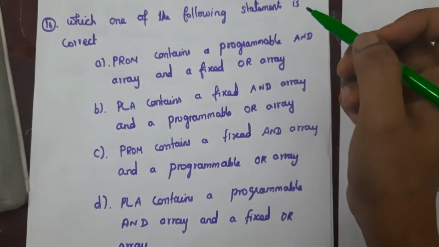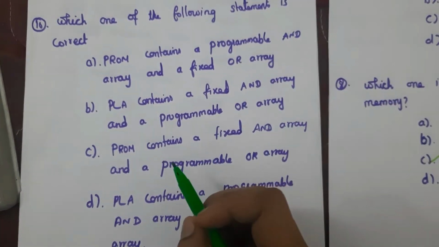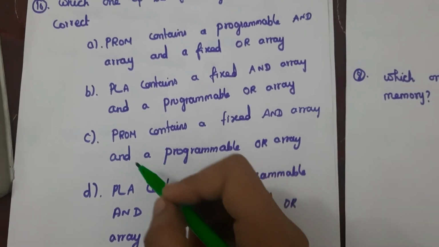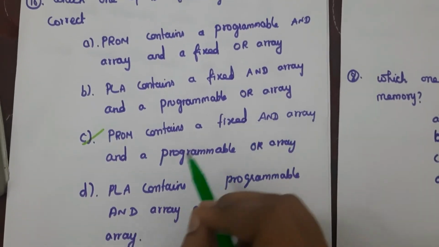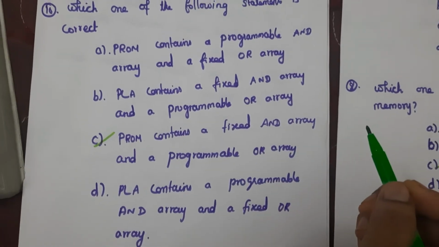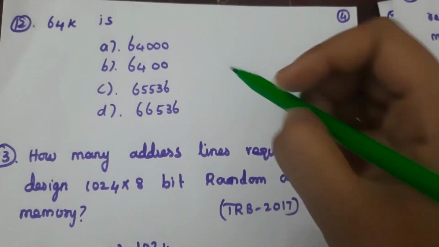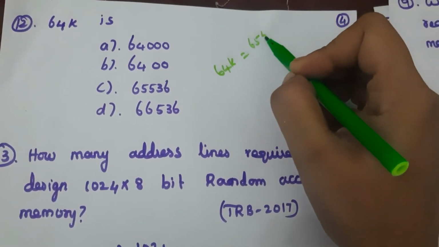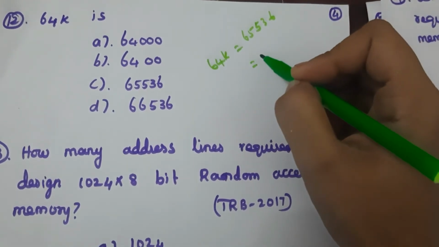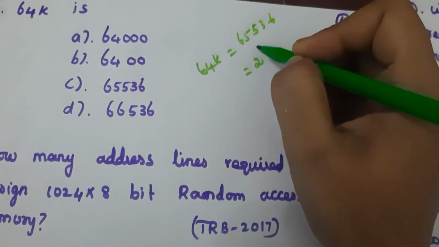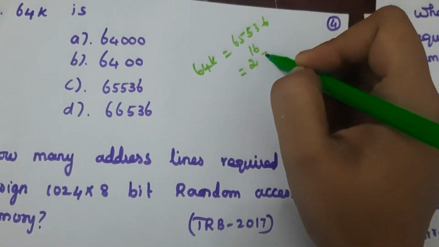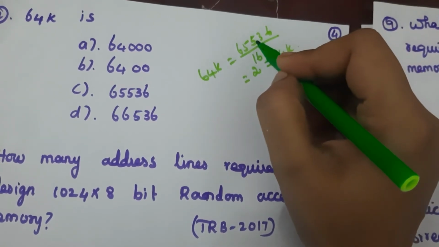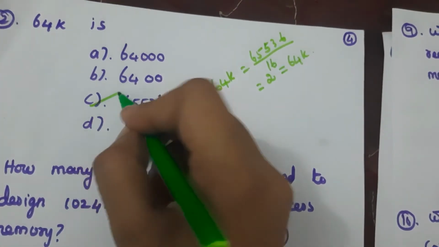Next question, which of the following statements is correct? PROM contains a fixed AND array and a programmable OR array. So this is the answer. Answer is C. PROM contains a fixed AND array and a programmable OR array. So 64K is equal to 65,536, because that is equivalent to 2 to the power 16. We write this as 64K. So the actual value of this is equal to 65,536. So here the answer is C.